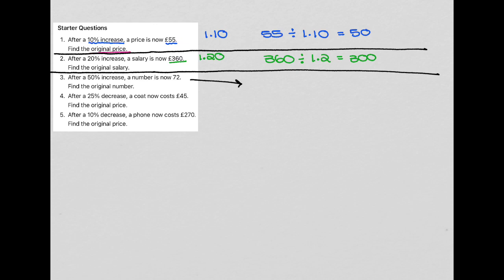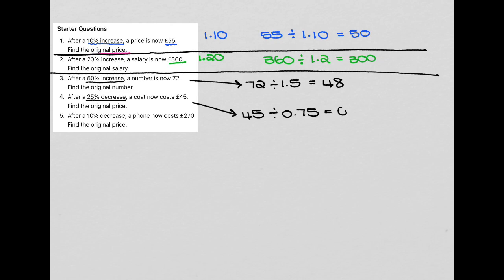So question 3, I'm going to say 72 divided by, a 50% increase means 1.5 or 1.50, and you should get 48. Here we've got a decrease question, question 4. The coat is now 45, divided by, a 25% decrease, so that means the multiplier is 0.75. Okay, and what you should get is £60. So the coat was originally £60, there was a 25% decrease, and now the coat costs £45.